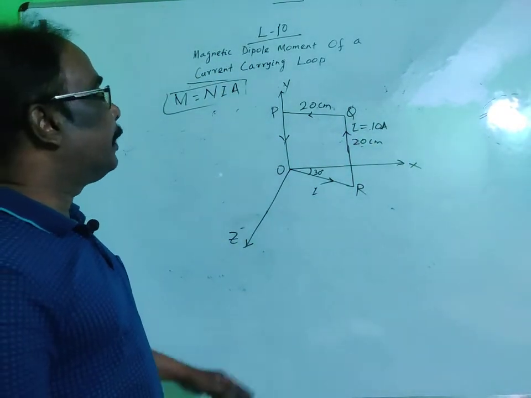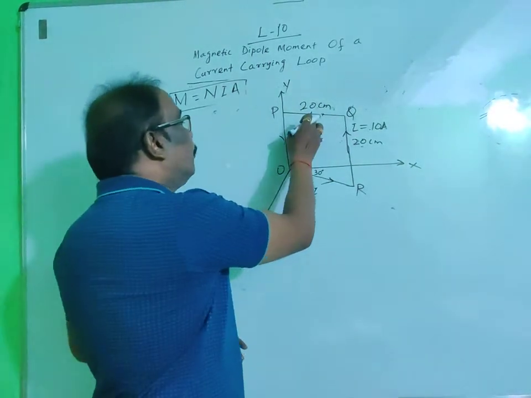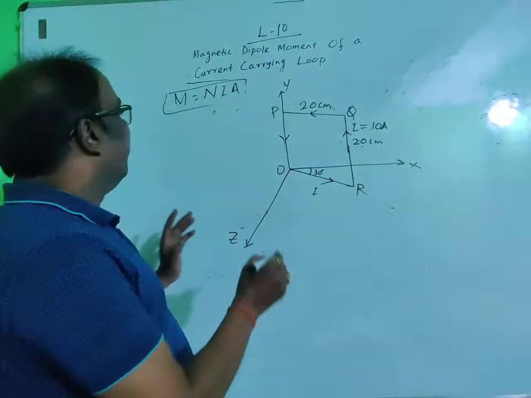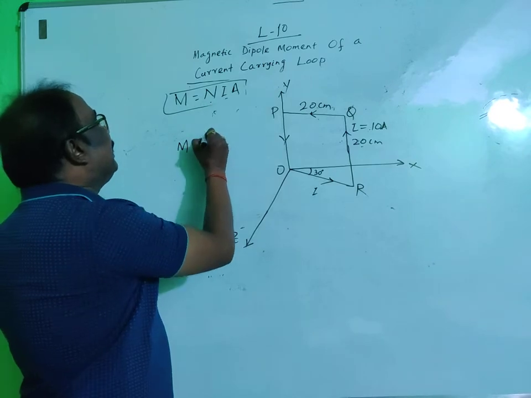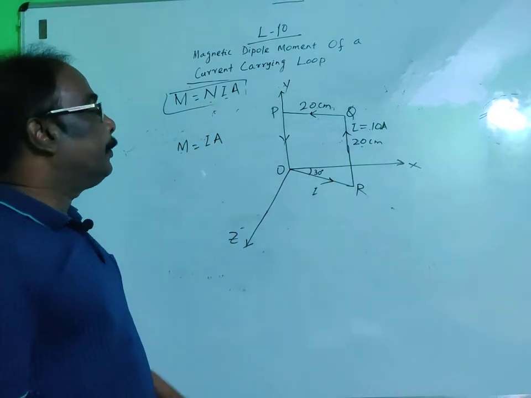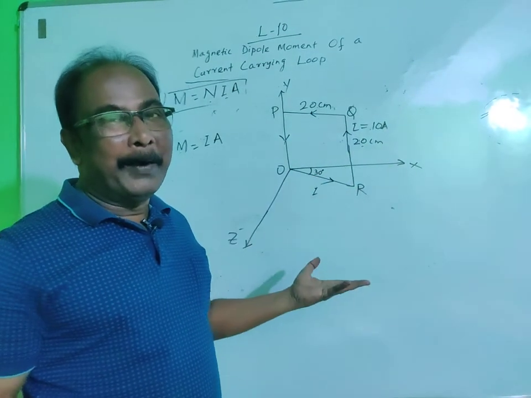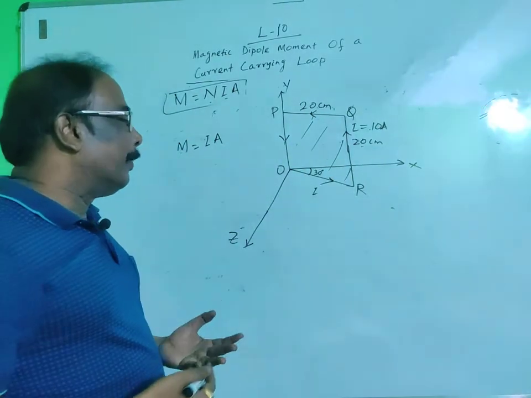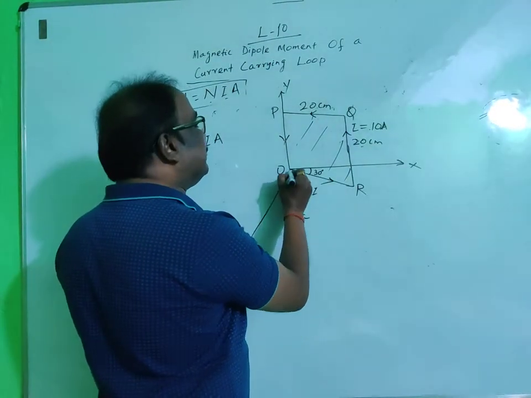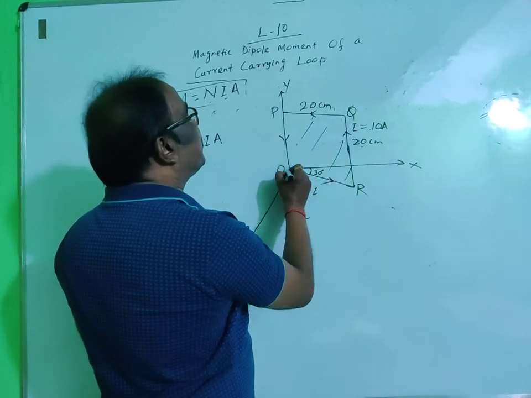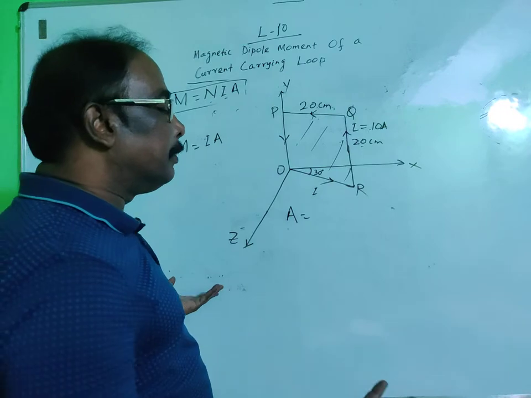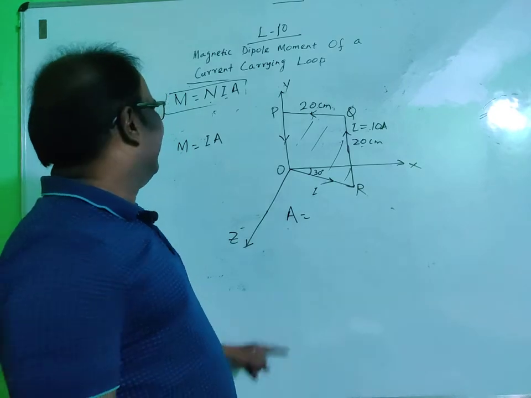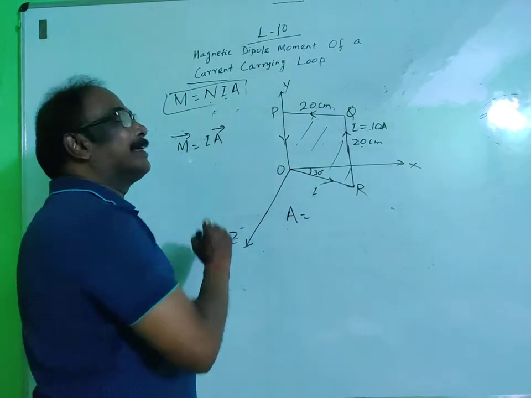Then it is asked what is the magnetic dipole moment of this current carrying loop. Magnetic dipole moment is Ni, and here the number of turns is 1, so current into area. We have current 10 ampere. How can you calculate the area of this coil? Area is the product of these two sides, 20 into 20, 400.